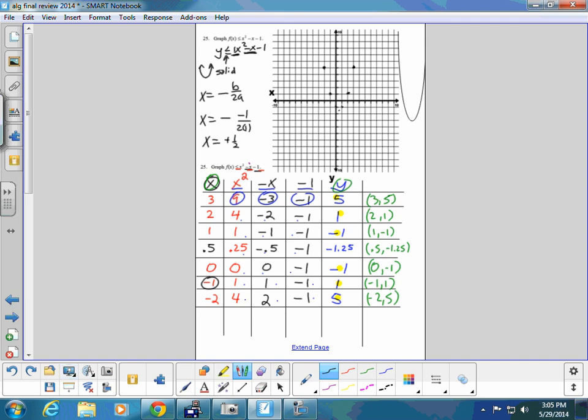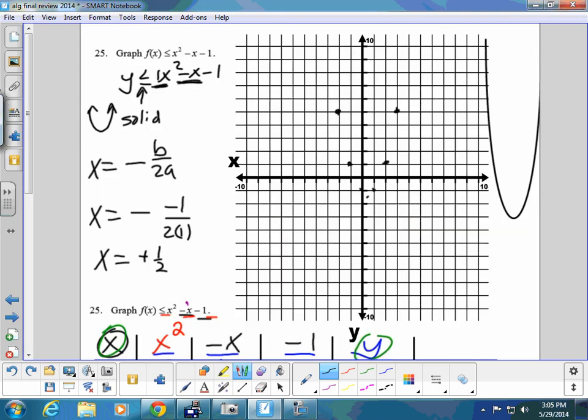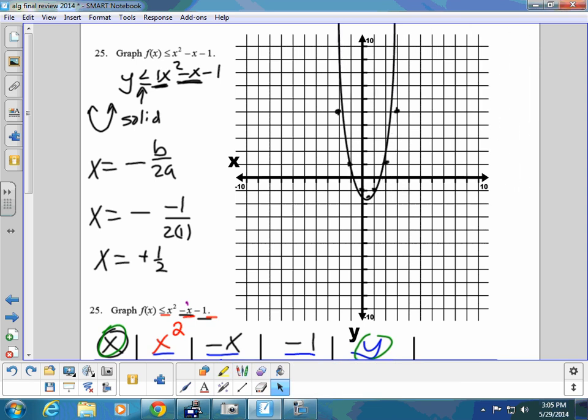So as you see here, your graph is symmetrical around 0.5, and it's hard to graph 0.5, but you can get an idea here. Most likely the graph on the exam will be a little bit more reasonable than this. Then try to connect the dots as best you can. I'm using software here, so connect the dots as best you can, and it's going to be a solid line because of the equal to sign up here.